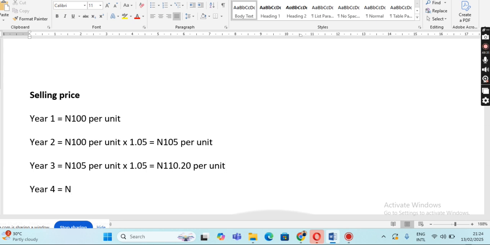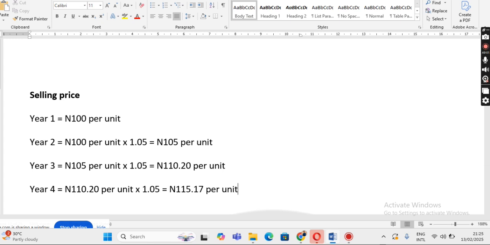So next is 110.25 per unit times 1.05. What do you have? 115 naira 76 kobo.